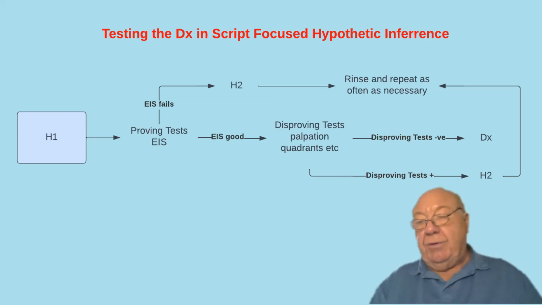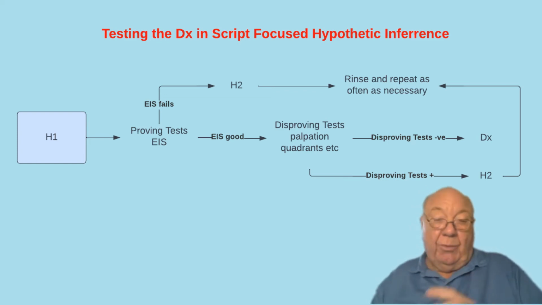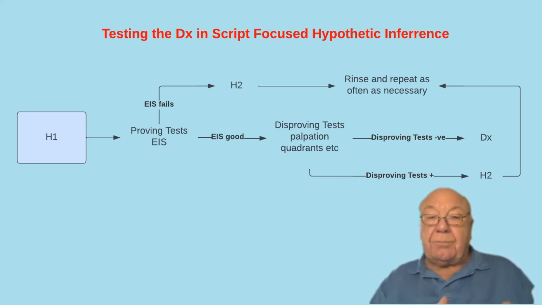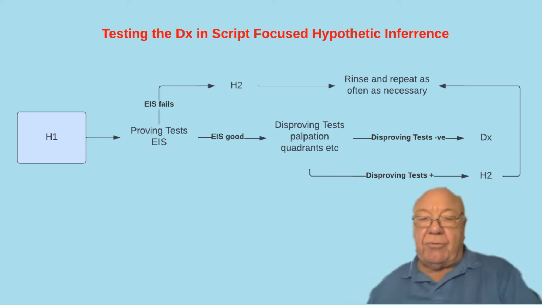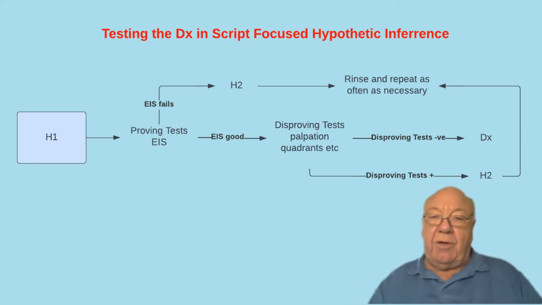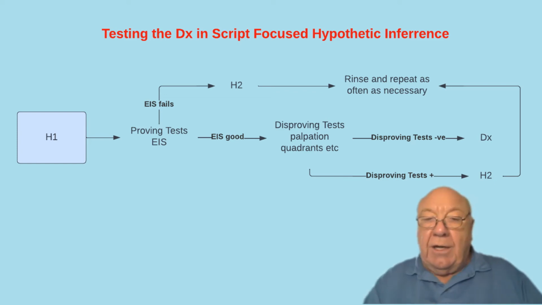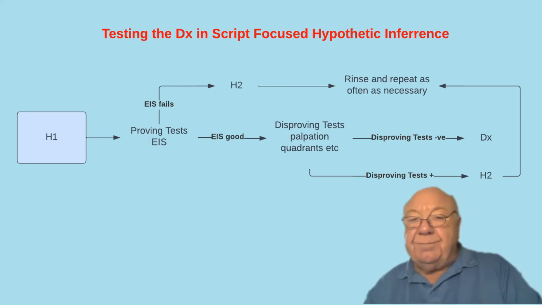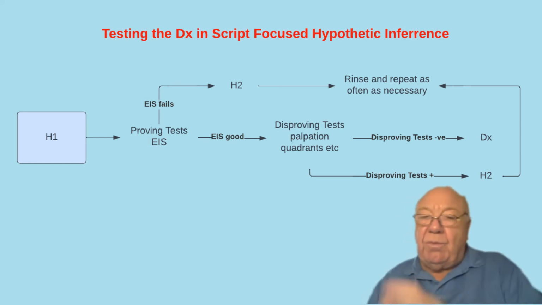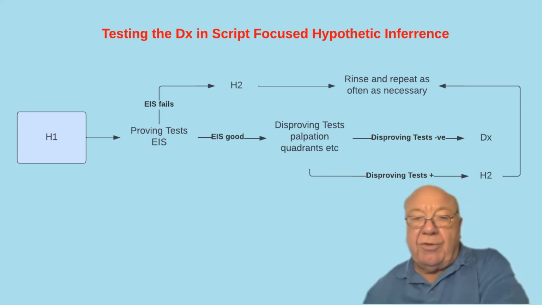And if you like, this is a differential diagnosis, although we're not considering it as a diagnosis. But it's certainly differential hypothesizing. So we have the hypothesis, we attack it with the essential illness script. So we apply the essential illness script to the hypothesis and see if it works. Now, if the EIS is good, we can then do disproving tests. So quadrants, although this won't necessarily disprove tennis elbow, it will implicate the elbow, for example.